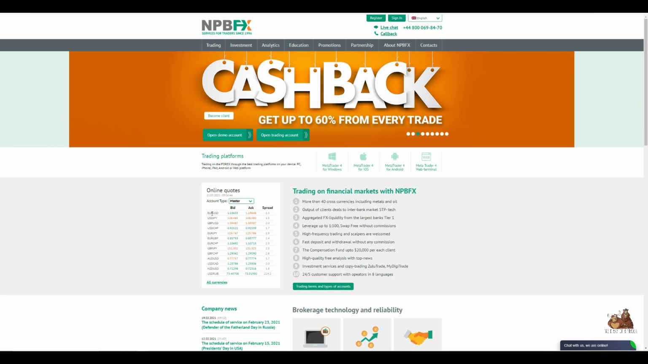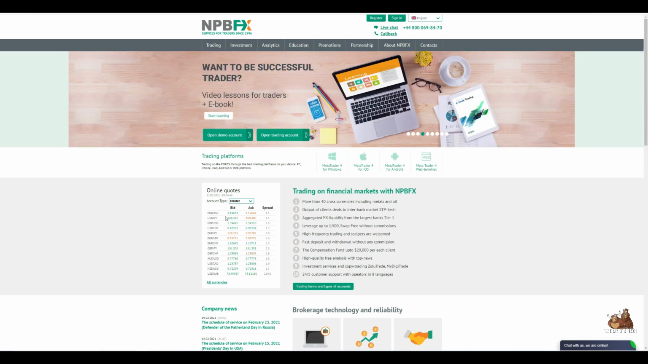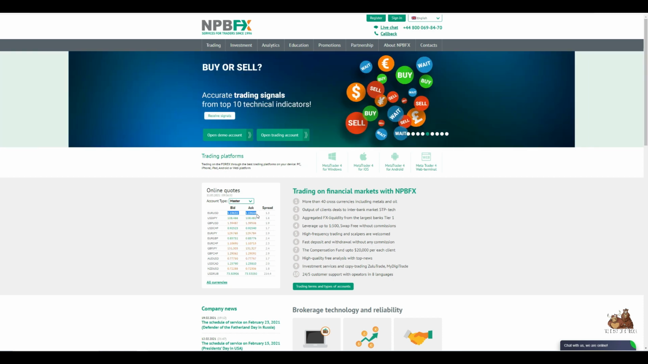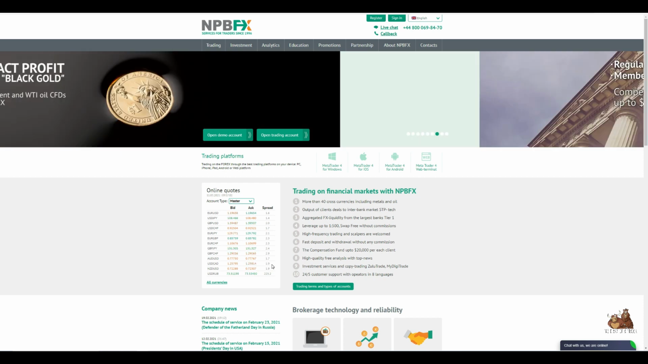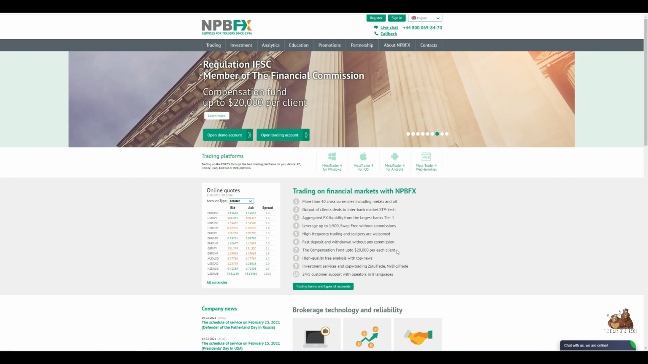Let's see what are the quotes offered for the main currency pairs. Euro, US dollar, 1.1963, 1.1964. So 1.6 spread, 1.4, two spreads on the Great Britain pound US dollar, 2.9 Great Britain pound Swiss franc, 1.9 US dollar Canadian dollar.